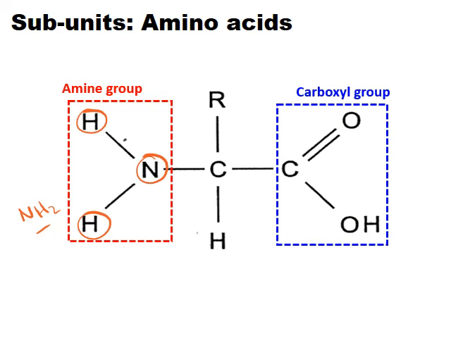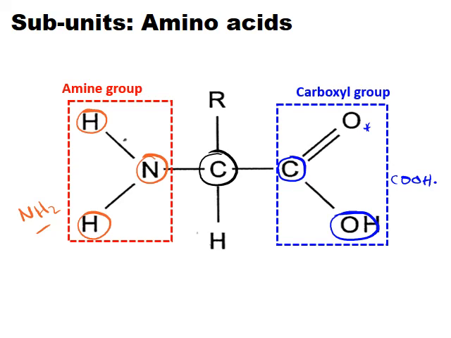If we have a look on the right hand side, we can see a different type of group. This time it's called the carboxyl group, and we have a carbon atom, and that's double bonded to an oxygen atom, and then it's also bonded to another oxygen that will form what we call the hydroxyl group. So OH represents a polar hydroxyl group, and we can reference this as COOH, the carboxyl group.